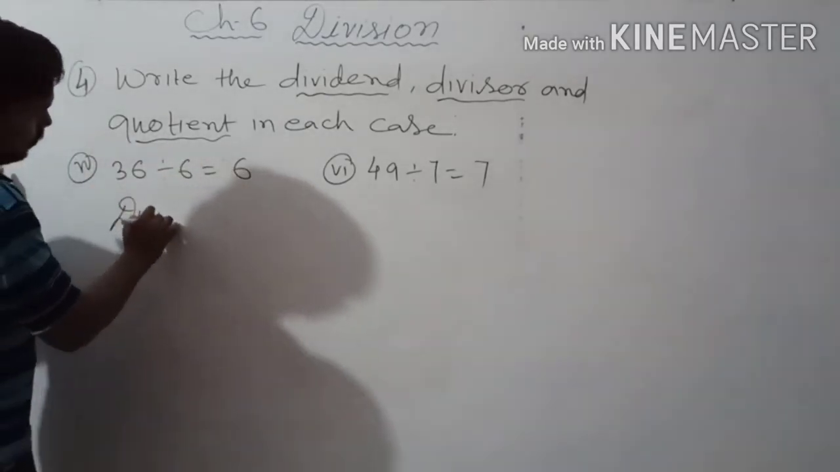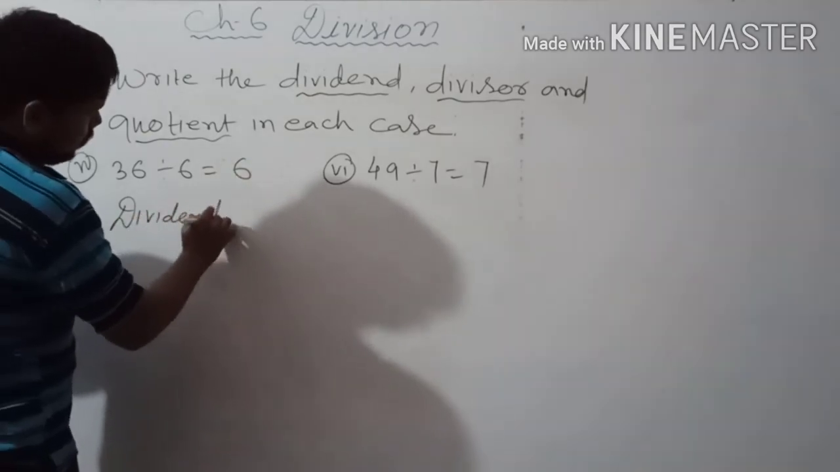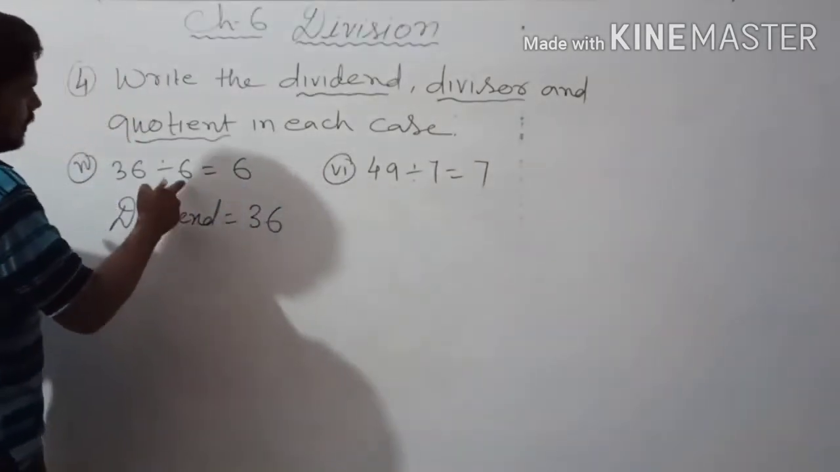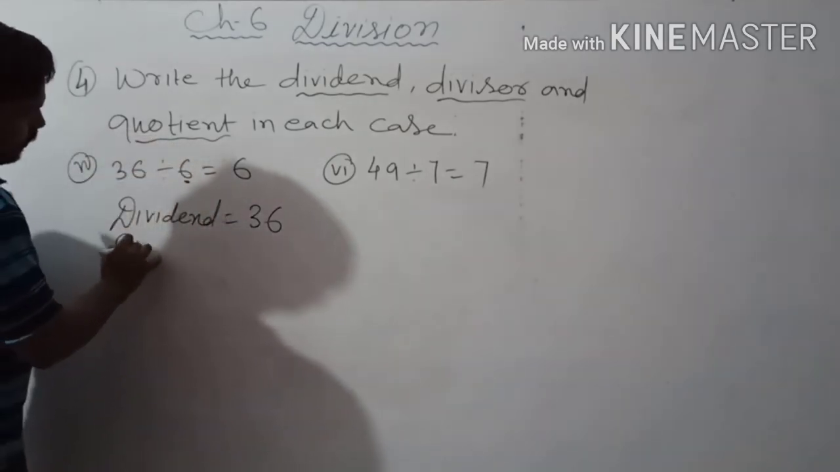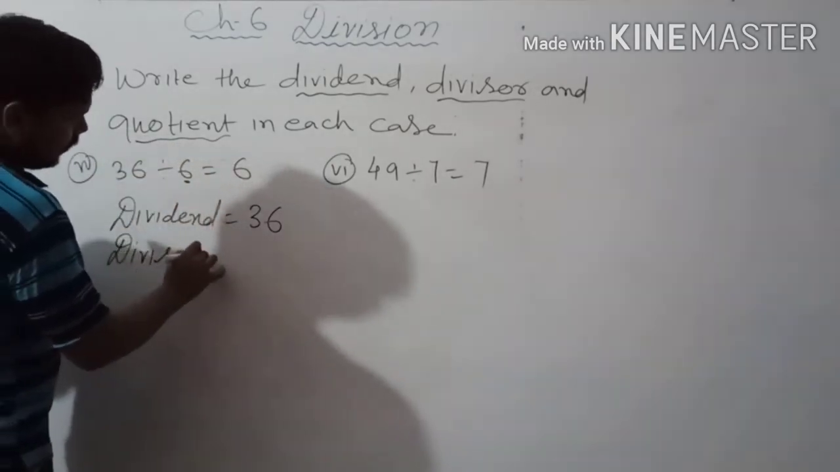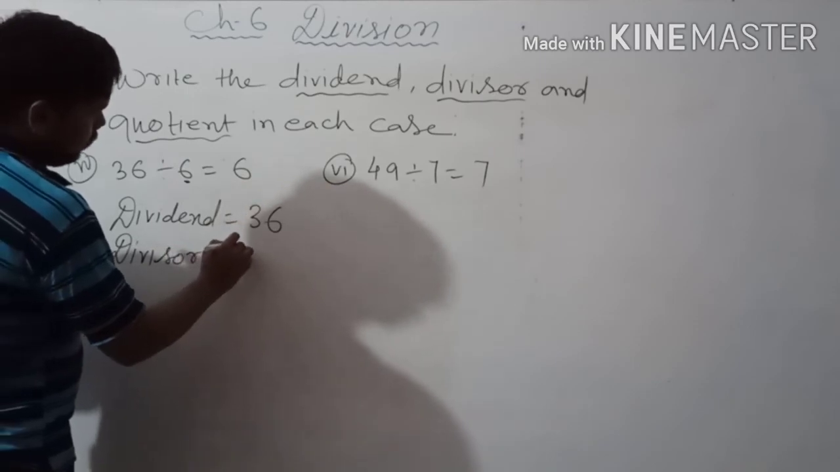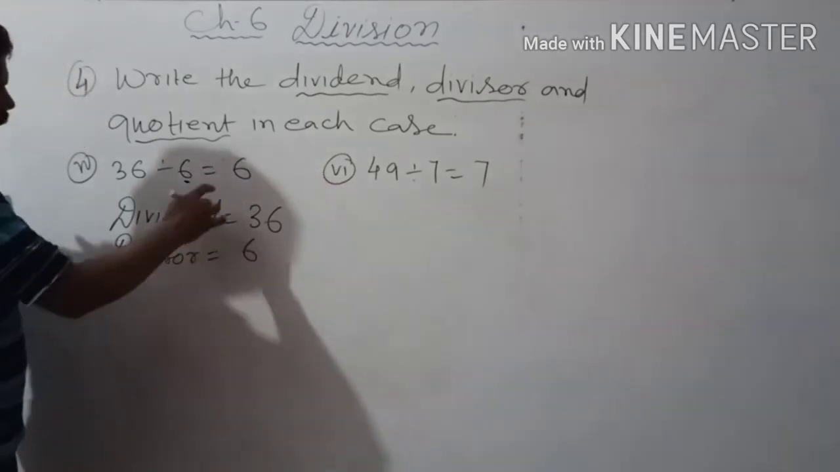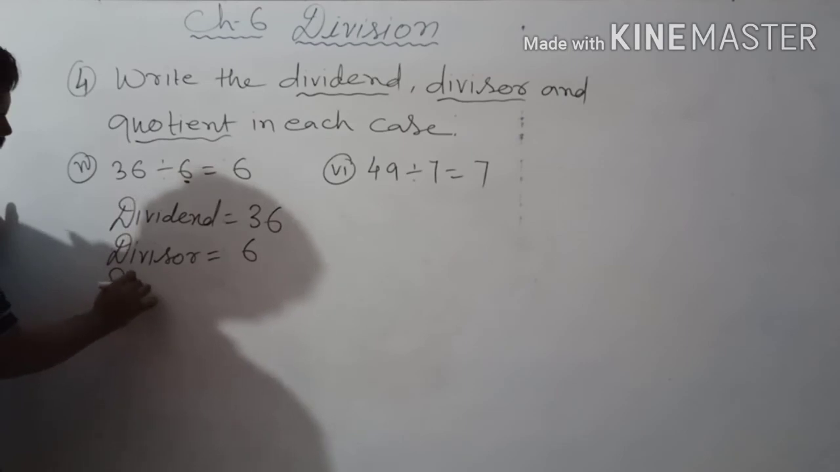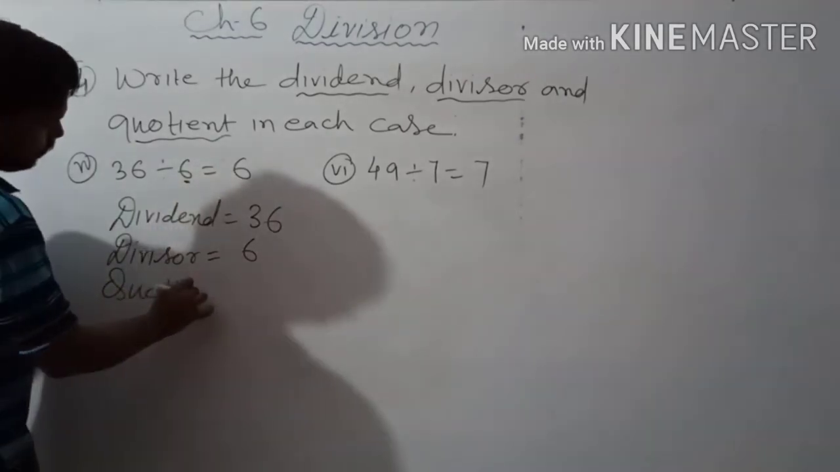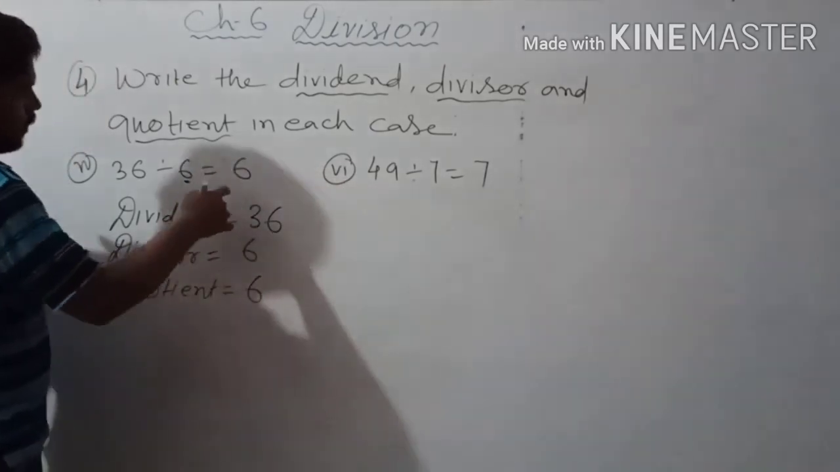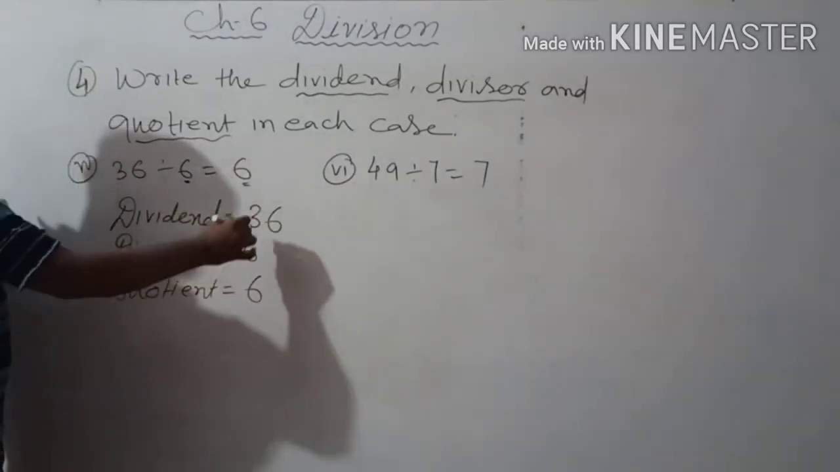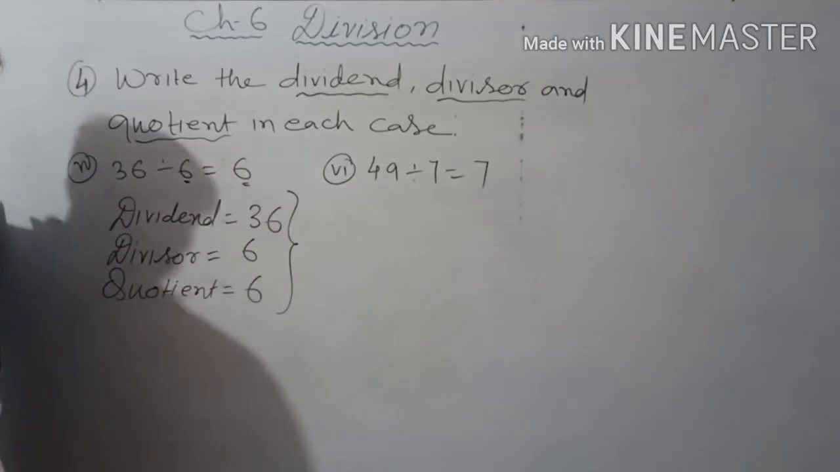So dividend is equal to 36, and by which you are dividing, that is the divisor. So here divisor is equal to 6. Okay, and quotient is equal to also 6, because the result we got is 6. So these are the three things which we got, right?